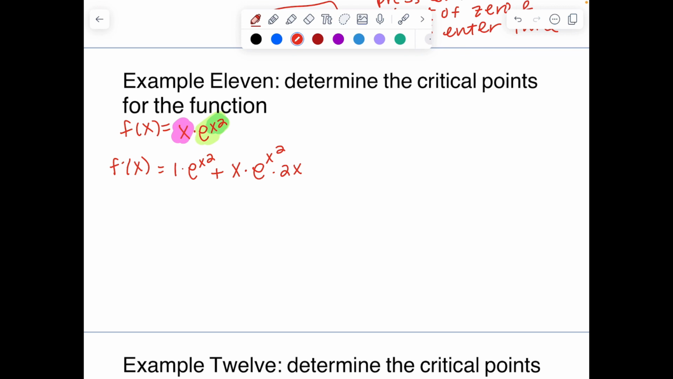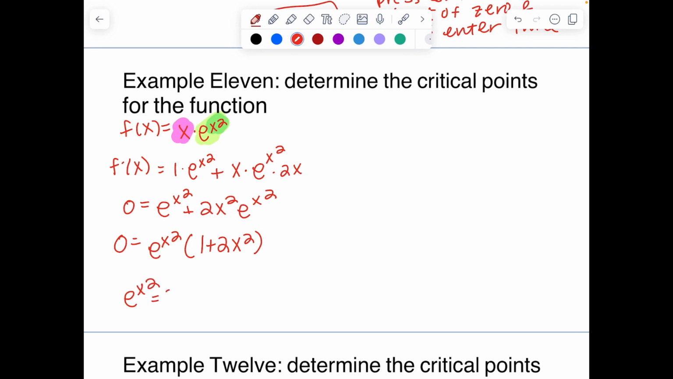So that's my derivative. I'm going to set my derivative equal to 0, and I'll get e to the x squared plus 2x squared e to the x squared. And you might have no idea how to proceed here, and I would not blame you. But what I will start out by doing is factoring out e to the x squared, because if you notice, it's in both terms. So I'll do 0 equals e to the x squared times 1 plus 2x squared, and then I'll set both of those equal to 0. So e to the x squared equals 0, and then 1 plus 2x squared equals 0.